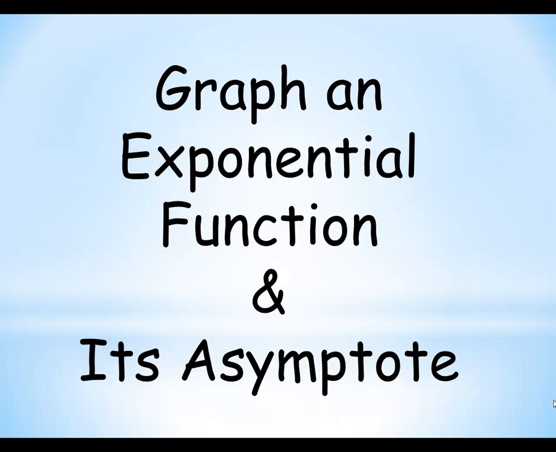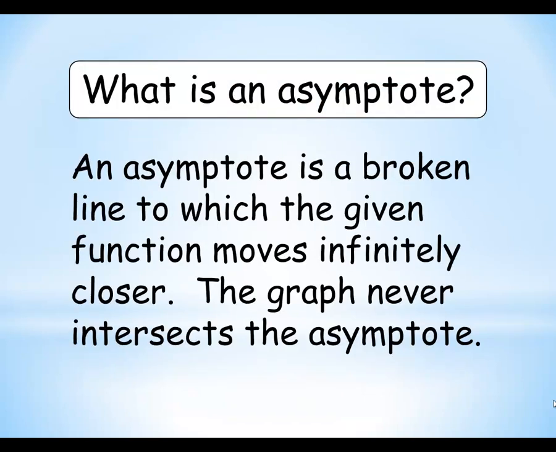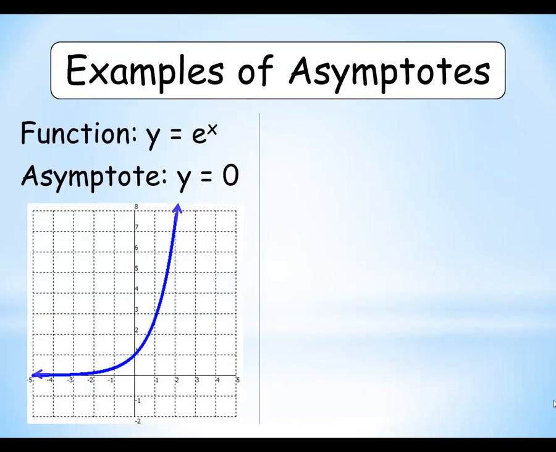Now let's look at a graph of an exponential function and its asymptote. What is an asymptote? An asymptote is a broken line to which the given function moves infinitely closer. The graph never intersects the asymptote. Here are some examples. What you see here in the blue graph is the parent graph y equals e to the x. It's not enough to just graph the equation itself. You must also include the asymptote, which happens to be y equals 0, which coincides with the x-axis.